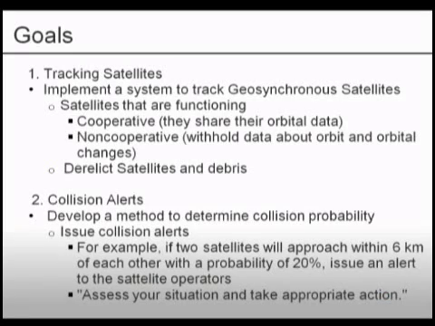But after we track our satellites, our next goal is to issue collision alerts. And so we are developing a method to determine the collision probability and issue collision alerts based on that. And so, for example, if two satellites were to approach within 6 kilometers with a probability of 20%, we would issue an alert and say, you need to pay attention and see what's going on and analyze the situation and see if you need to make a maneuver to avoid a possible collision.